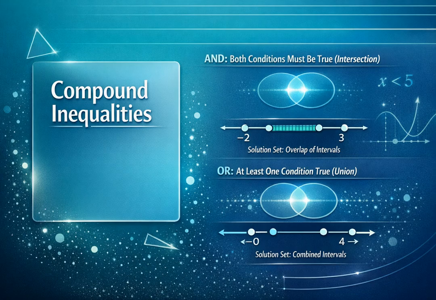Compound inequalities use "and" or "or" connectors. With "and", both conditions must be true. Find the intersection of solutions. With "or", at least one condition must be true. Find the union of solutions. Graph accordingly on the number line. The connector type determines the solution set.